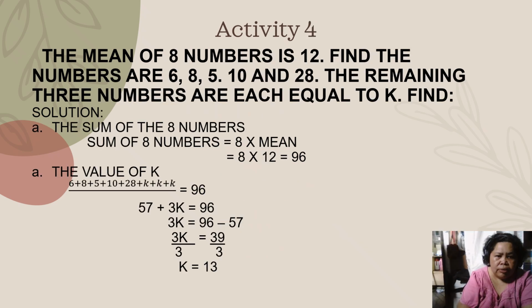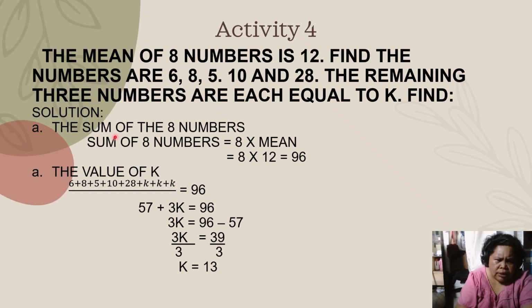Now let's have activity 4. The mean of 8 numbers is 12. Find the numbers that are 10 and 28. The remaining three numbers are each equal to k. So find A, the sum of the 8 numbers, and B, the value of k.